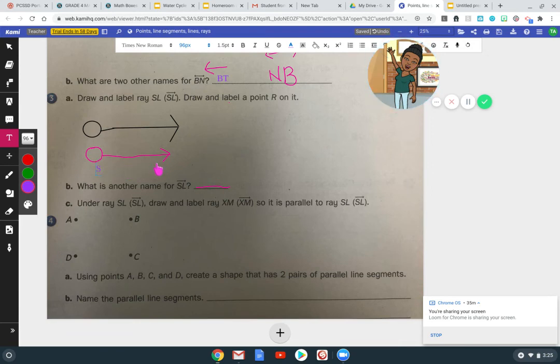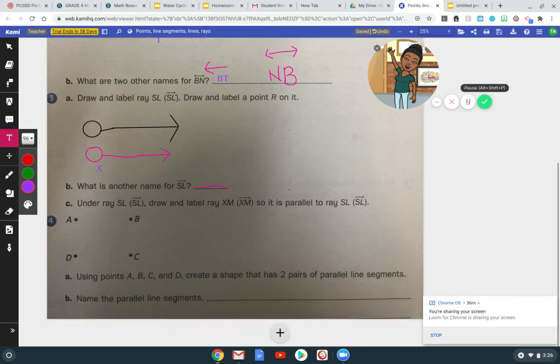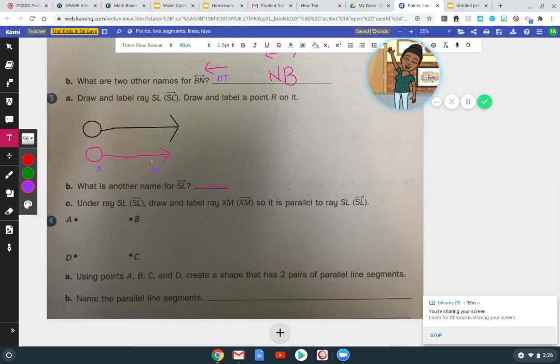Not S. Sorry about that, guys. It's X, isn't it? My first line is S. X, X, and my second point, M, M. So now I drew and I labeled ray XM. These lines are parallel. They will never meet.